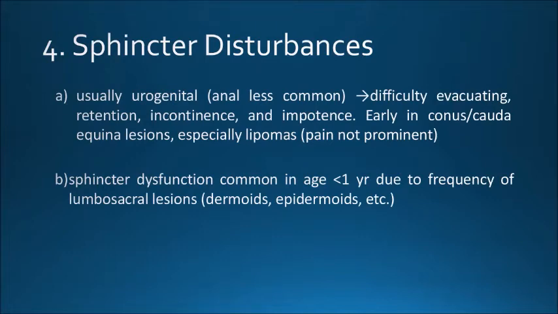Then we can have the sphincter disturbances. Usually urogenital disturbances can be there, and the less common ones are the fecal ones. So there will be difficulty in evacuating the urine. There will be retention of urine, incontinence, and impotence can also be associated with the sphincter disturbances. These symptoms can be present early in cases of conus or cauda equina lesions, especially lipomas, where pain is not the prominent feature. So sphincter dysfunction can be more common in ages less than 1 year due to the frequency of lumbosacral lesions like dermoids and epidermoids.